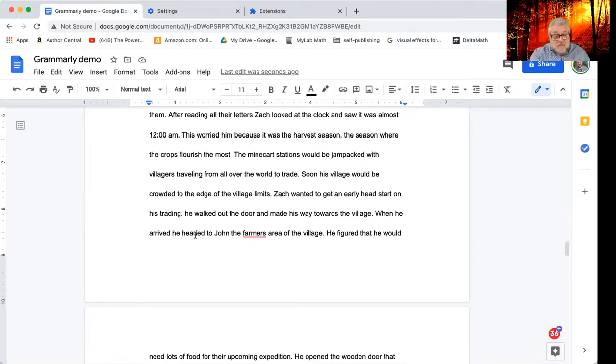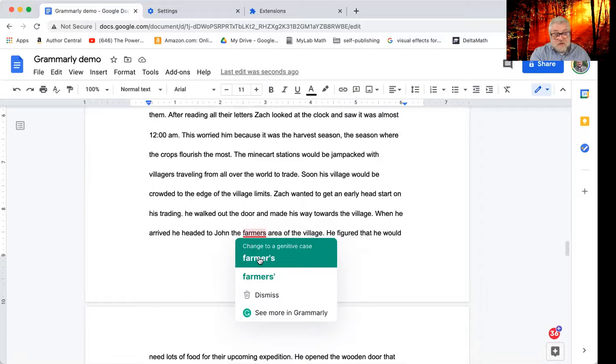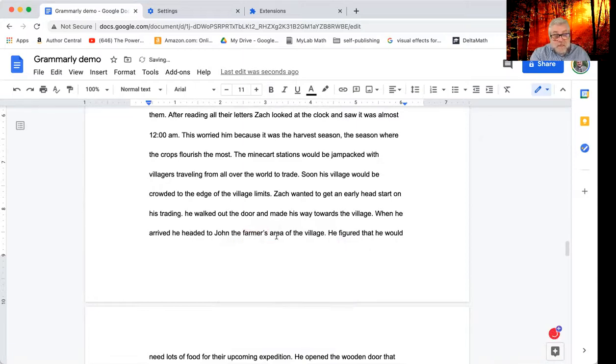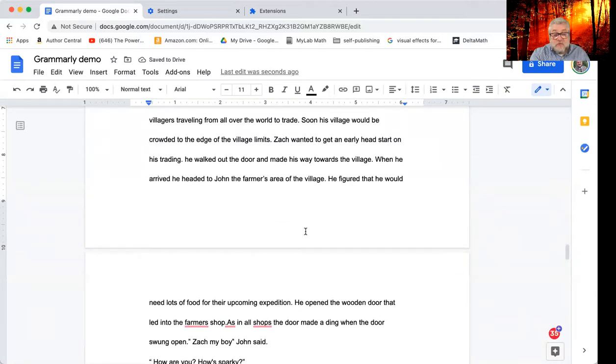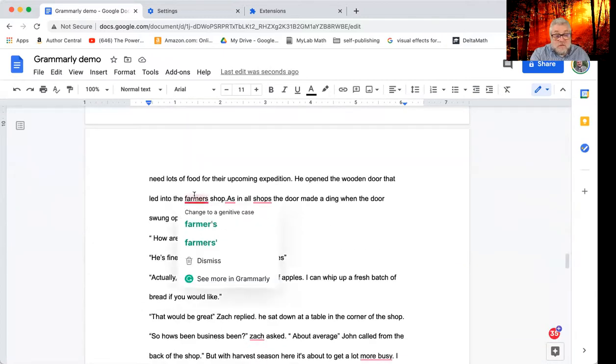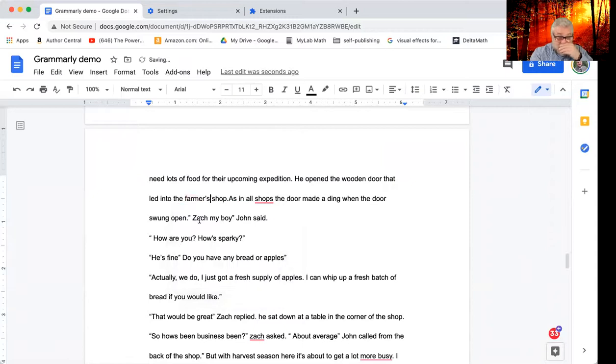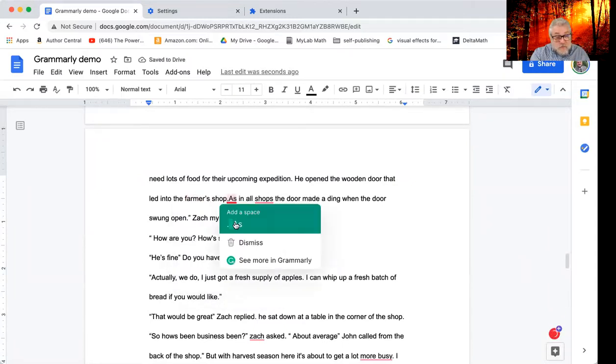When he arrived, he headed to John, the farmer's area of the village. So this is a possessive thing. The farmer probably has ownership of that portion of the village. Go to the farmer's shop. Again, that's possessive. So we need an apostrophe S. We need a space.